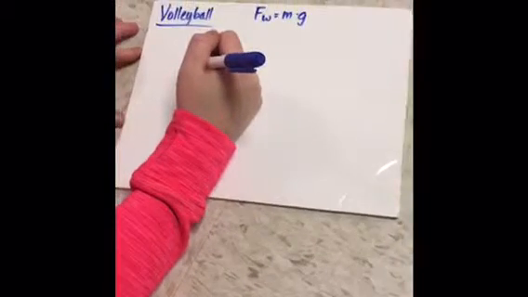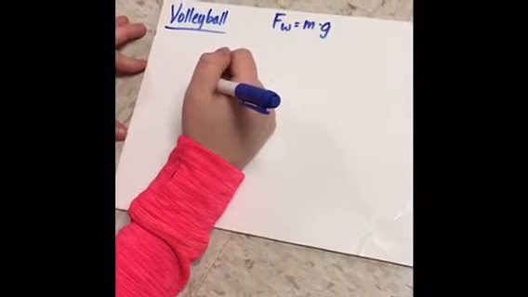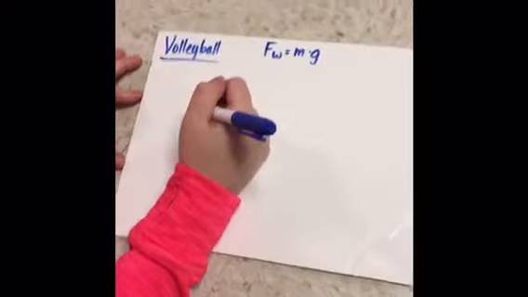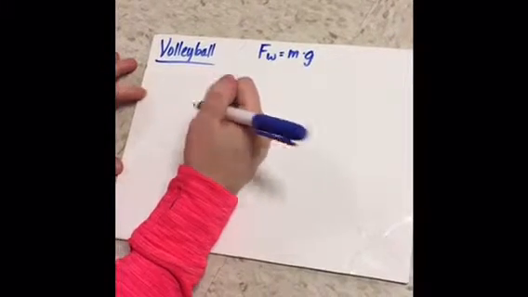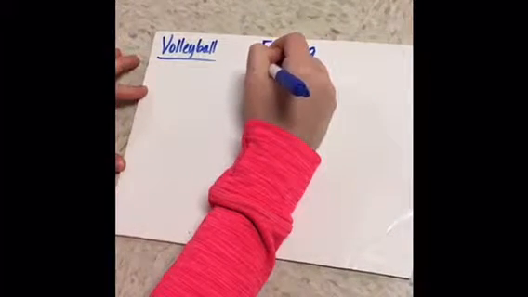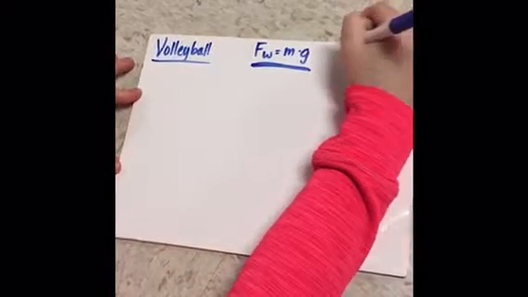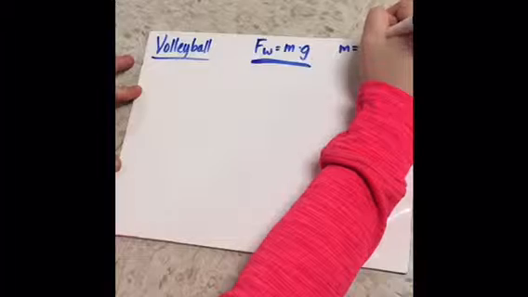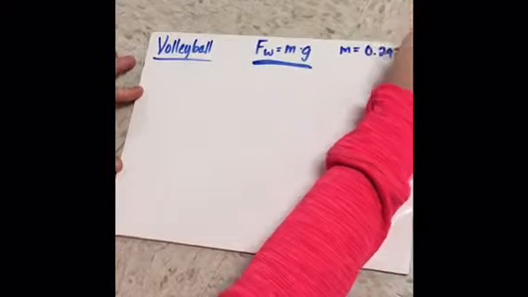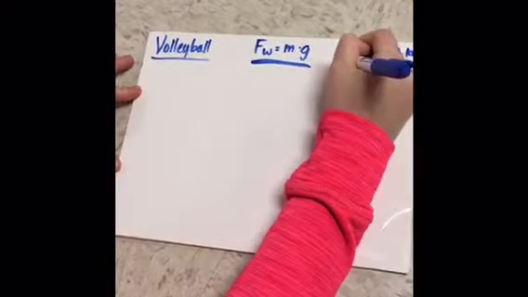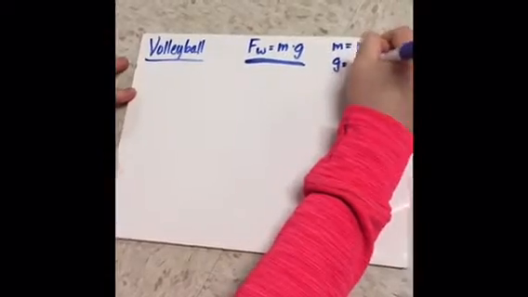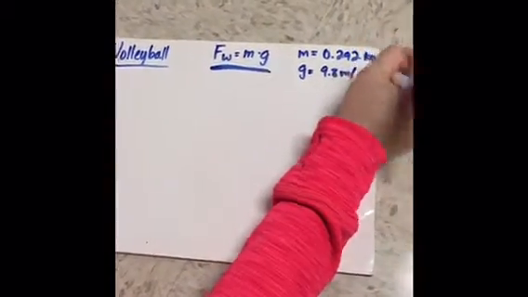Okay, so when we let the ball roll down the ramp, the force that was acting upon the ball was the force of gravity. So for this, we would use the force of weight equation, which is this one right here. So let's see what we have. We have the mass of the volleyball, which is 0.292 kilograms, and we have the acceleration due to gravity, which is 9.8 meters per second squared.